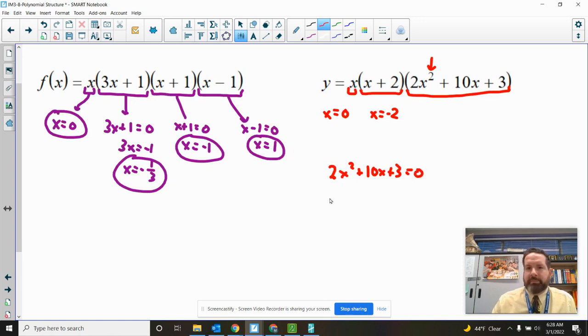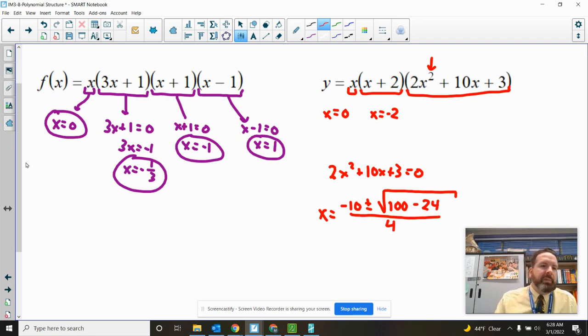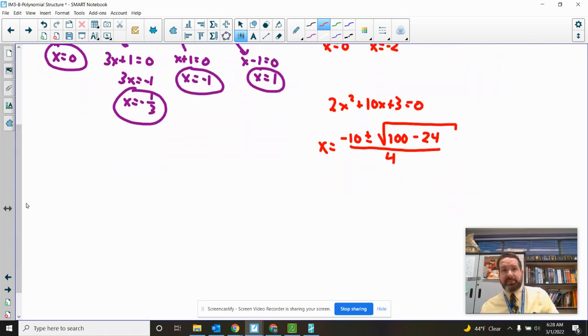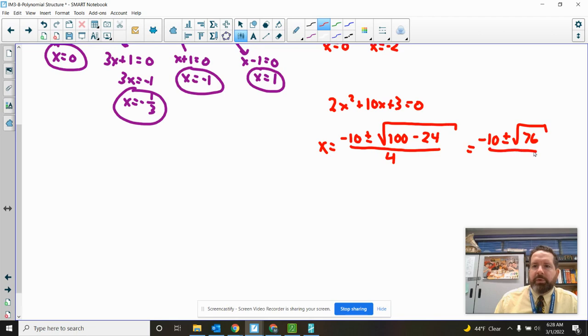Okay, it's already in my standard form. So my x's are opposite of b, plus or minus, square root, b squared, minus 4 times a times c. So 4 times 2 times 3, which is 24, all over 2 times a. Now, I would like you to simplify this as much as possible. So let's do that. I'm going to pull up my calculator for 100 minus 24. Okay, so that's 76. So this is equal to negative 10 plus or minus square root of 76 over 4.